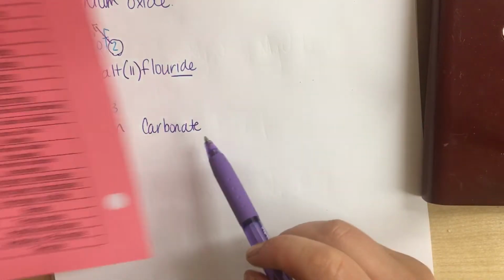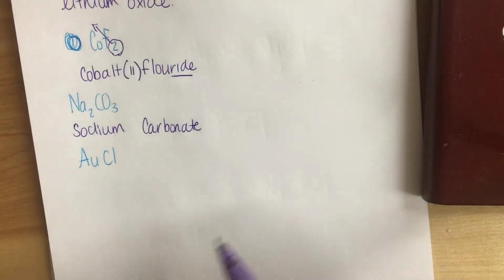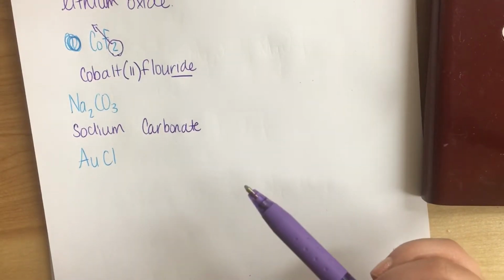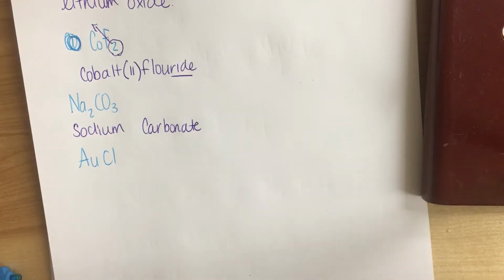Now since it's from a polyatomic sheet, I do not change the ending of its name. It's just sodium carbonate, and I just need to check that sodium is not multivalent. And if you look, sodium can only have a +1 charge, so I'm done with the name.